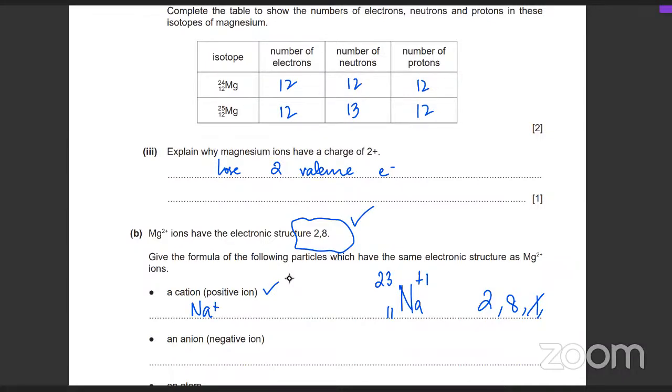What about an anion, a negative ion that has the same electronic structure? What's that going to be? That would be when it's going to gain 1, right? So fluorine. Fluorine would be 9, so that's 2 and 7, but fluorine is -1, so it also becomes 2 and 8. Next one.